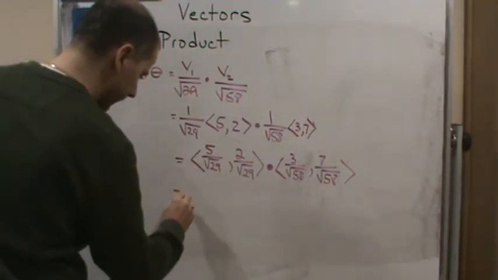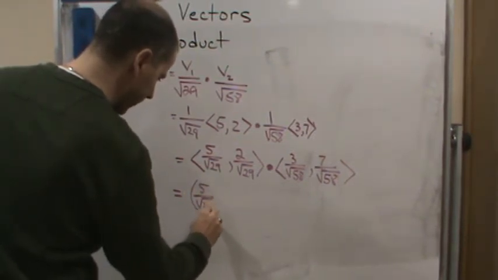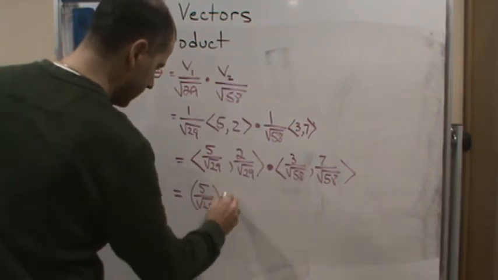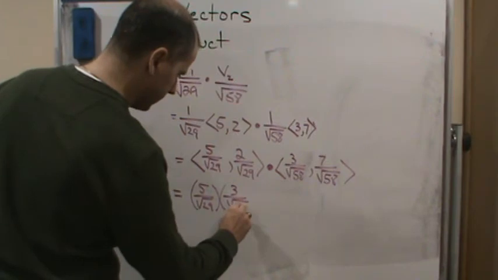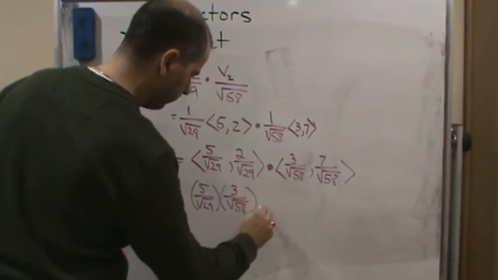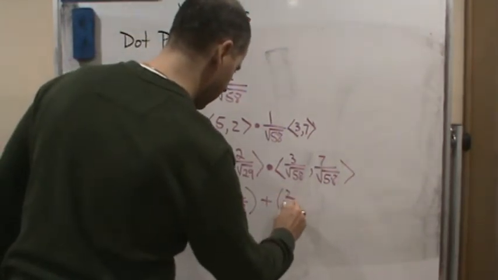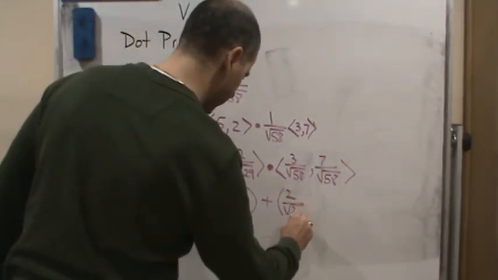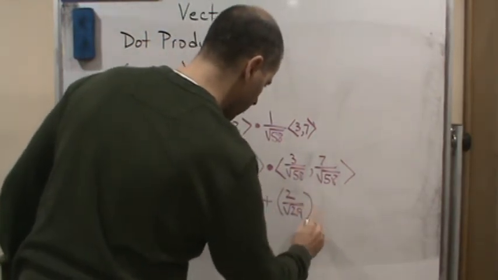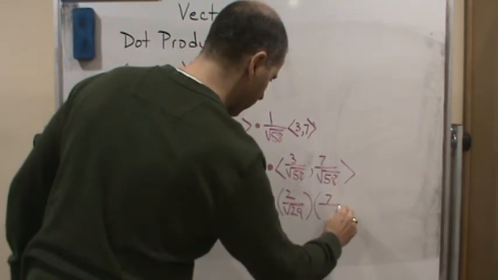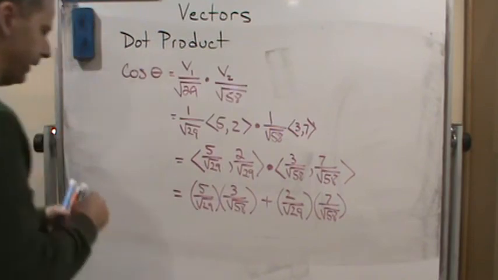So what would that look like? It's going to look like this. It's going to be 5 over the square root of 29 times 3 over the square root of 58 plus 2 divided by the square root of 29 times 7 over the square root of 58.